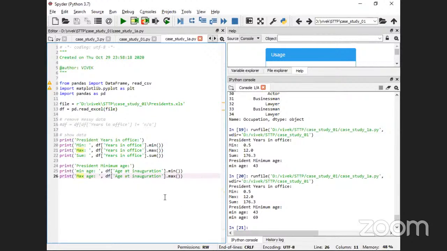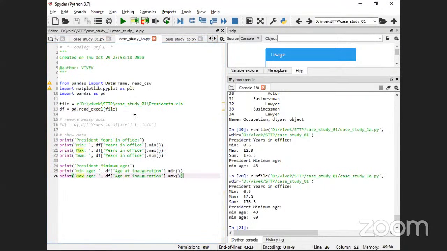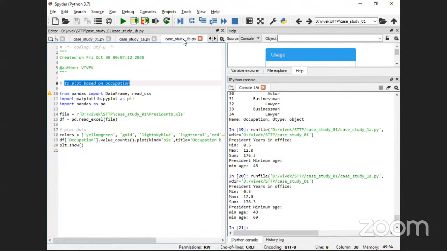Now, let us get into the third analysis. The third analysis is about using plots to plot based on the occupation. Based on the president's occupation, if you are interested in that, I have already written the code, as it may not be convenient to write the complete code at the time of demonstration. I have placed this code in different files and I'm explaining it now.